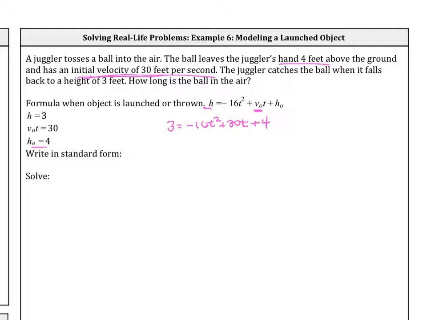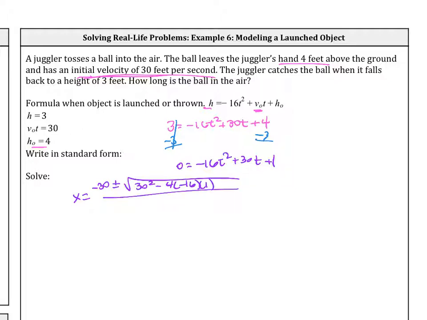So then we want to write it in standard form. What we do first is subtract 3 from both sides. So now we have 0 equals negative 16t squared plus 30t plus 1. So we're going to use the quadratic formula. x equals negative 30 plus or minus the square root of 30 squared minus 4 times negative 16 times 1, all over 2 times negative 16.